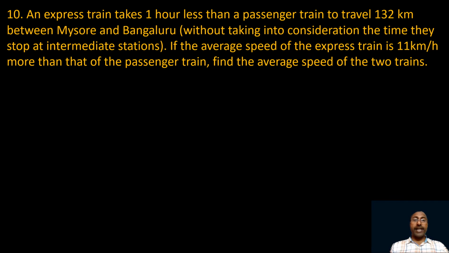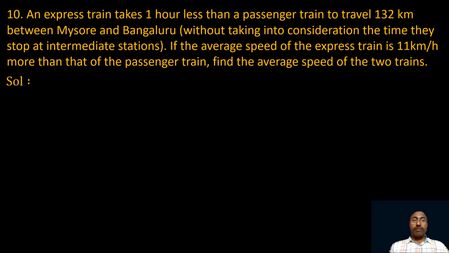An express train takes 1 hour less than a passenger train to travel 132 kilometers between Mysore and Bangalore, without taking into consideration the time they stop at intermediate stations. If the average speed of the express train is 11 km per hour more than that of the passenger train, find the average speed of the two trains. So here we have two types of trains. One is the express train and another one is the passenger train, and they travel between the cities Mysore and Bangalore, which are 132 kilometers apart.